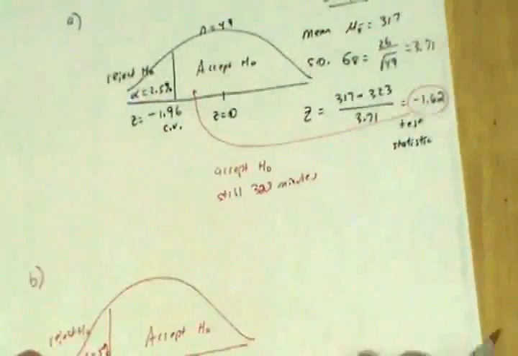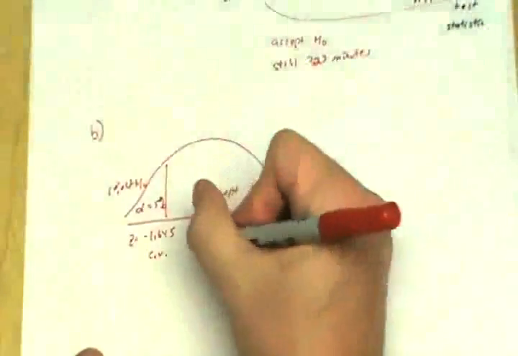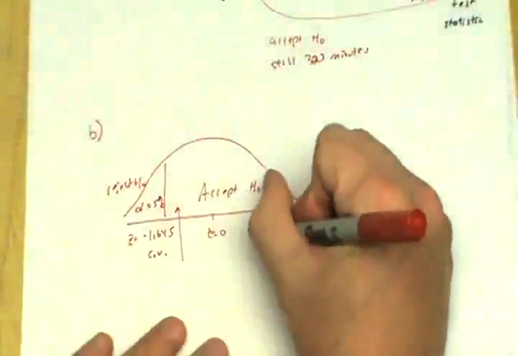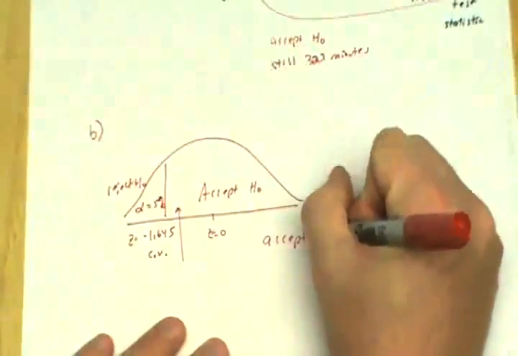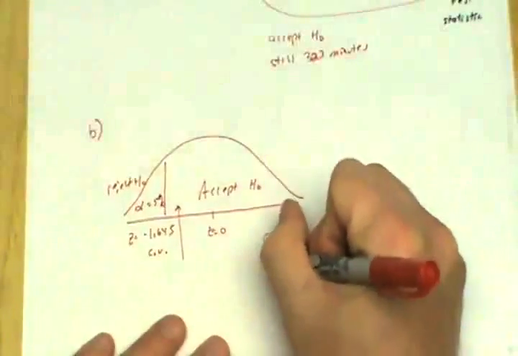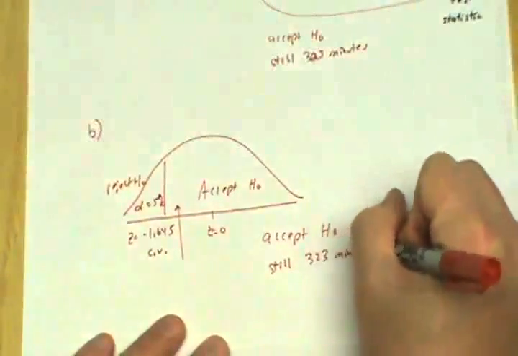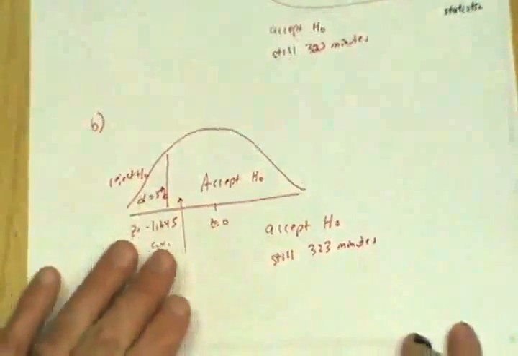Where does our test statistic of negative 1.62 lie? Slightly to the right. And so that is in the accept H0. And we're going to say it's still 323 minutes. But we're getting closer to that critical value.